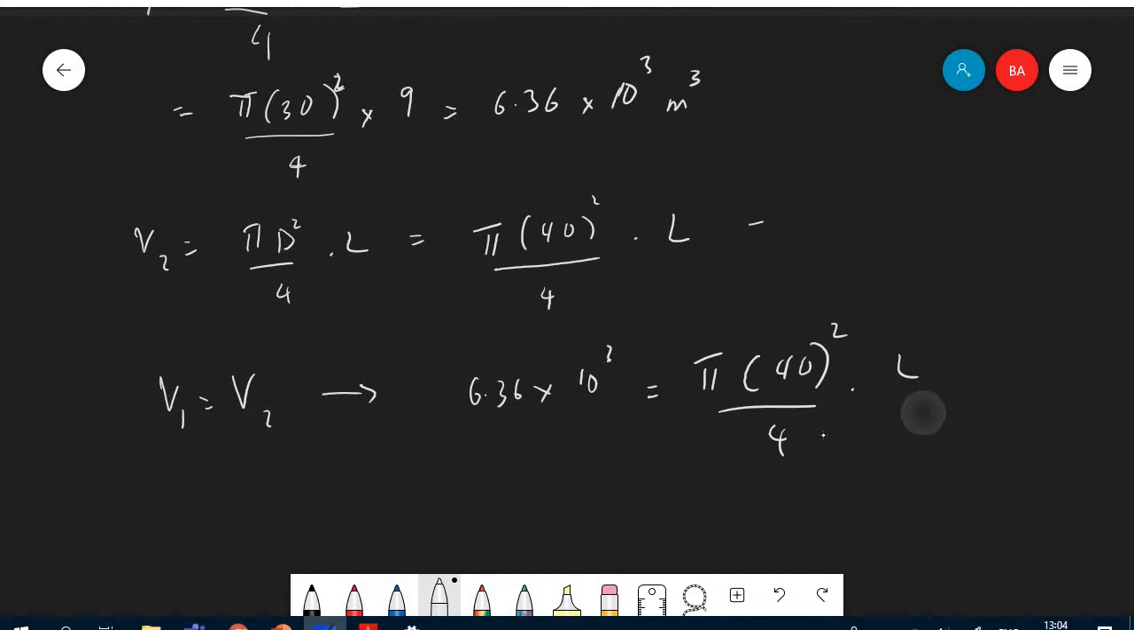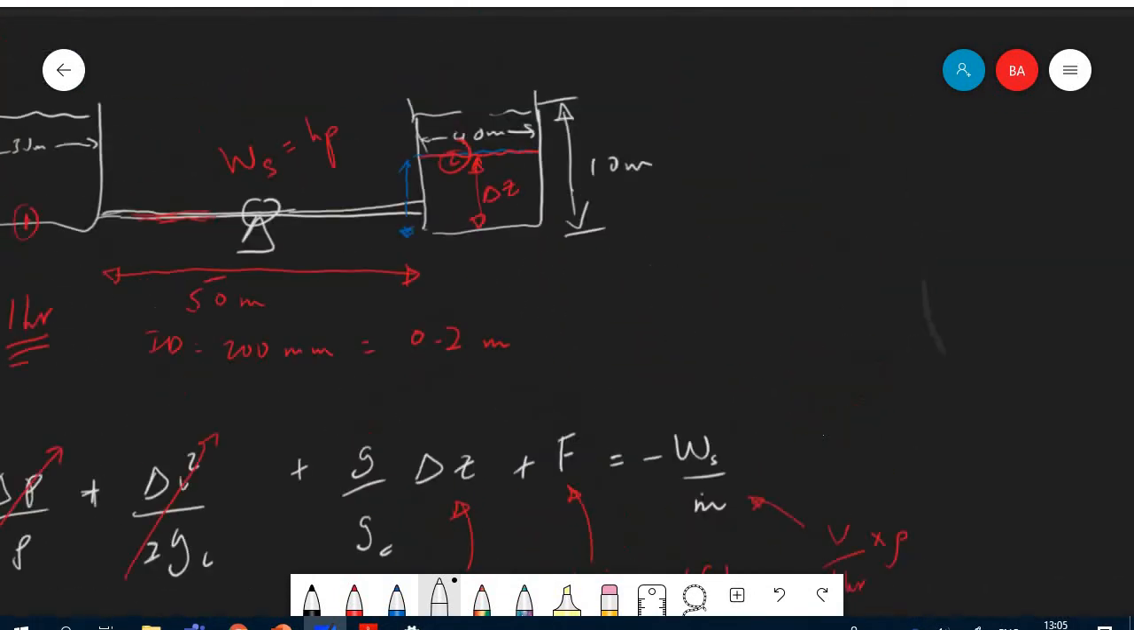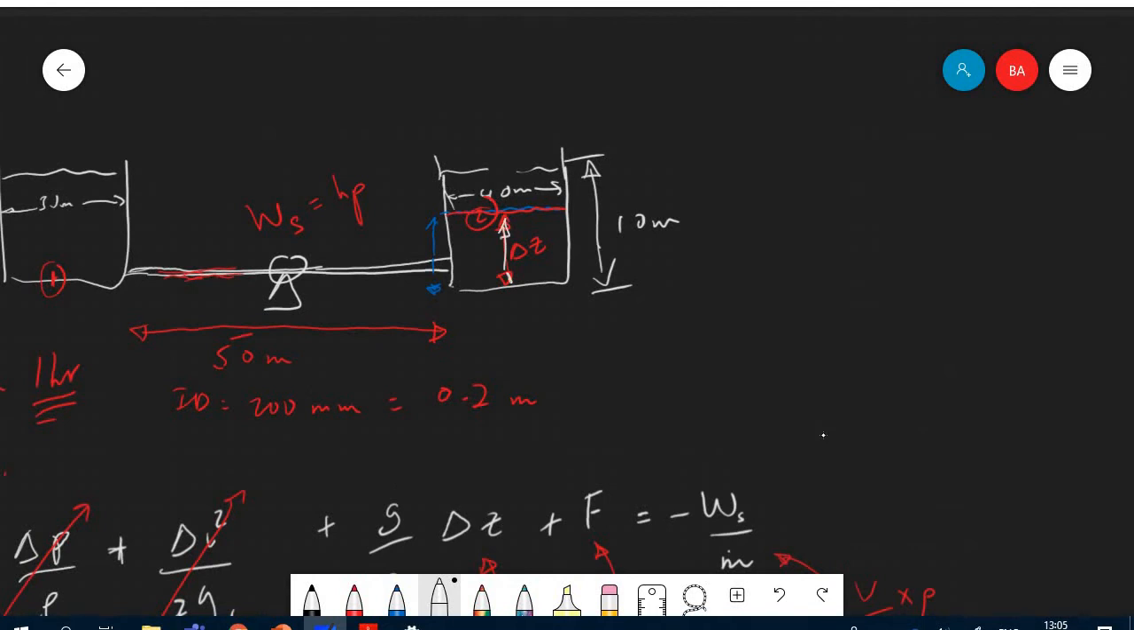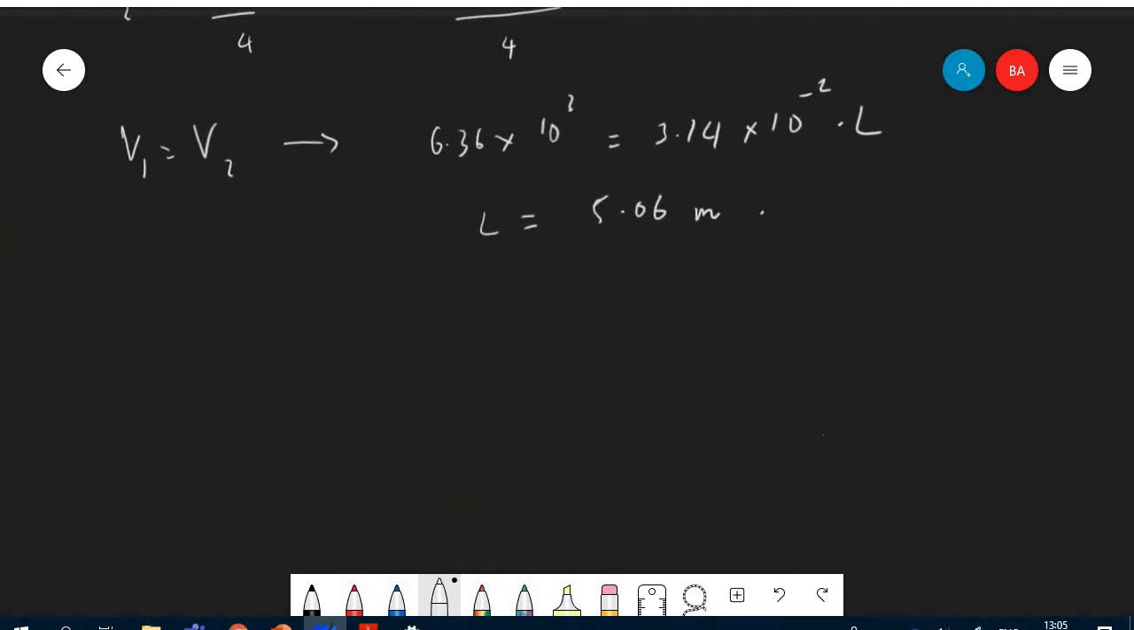If you want to calculate this, the area was 3.14 into 10 to the power minus 2. So I'm going to substitute this here and say this is equal to 3.14 into 10 to the power minus 2 L, and L is equal to 5.06 meters. So that is my delta Z here. So delta Z is equal to 5.06 meters. Great, so I have my delta Z.